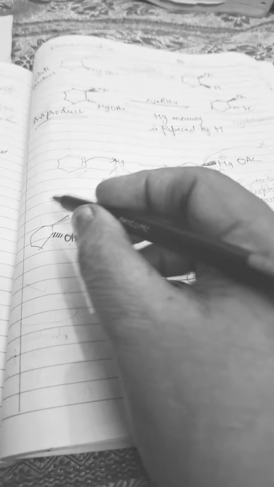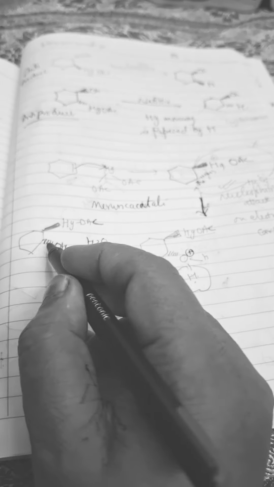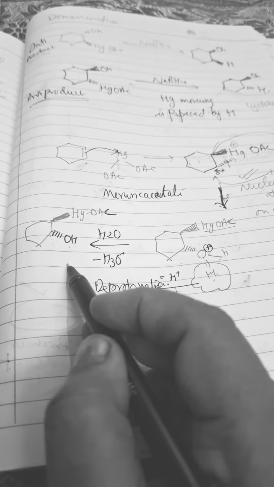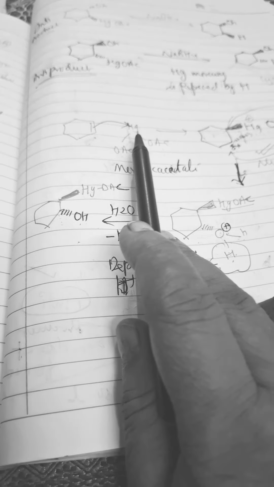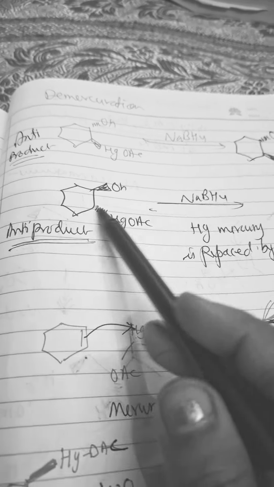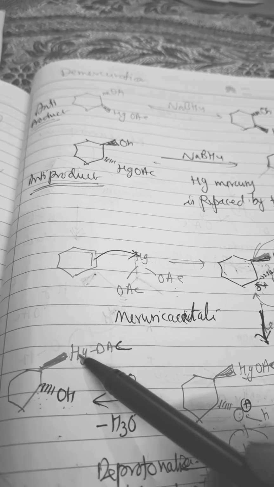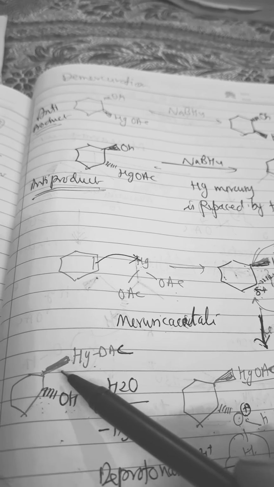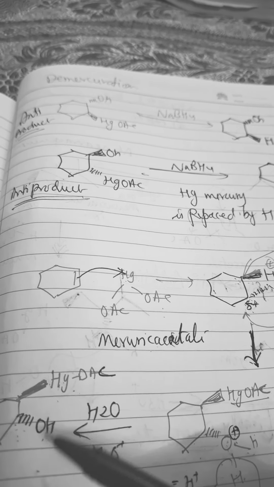Since this is wedge, this OH will be dash. Why? Because they are anti-products. Addition of mercuric acetate is anti-addition. Two anti-products will be obtained because this Hg can attack on the wedge side or on the dash side. It can attack on either side, opposite to the other. That is why we can get two products.